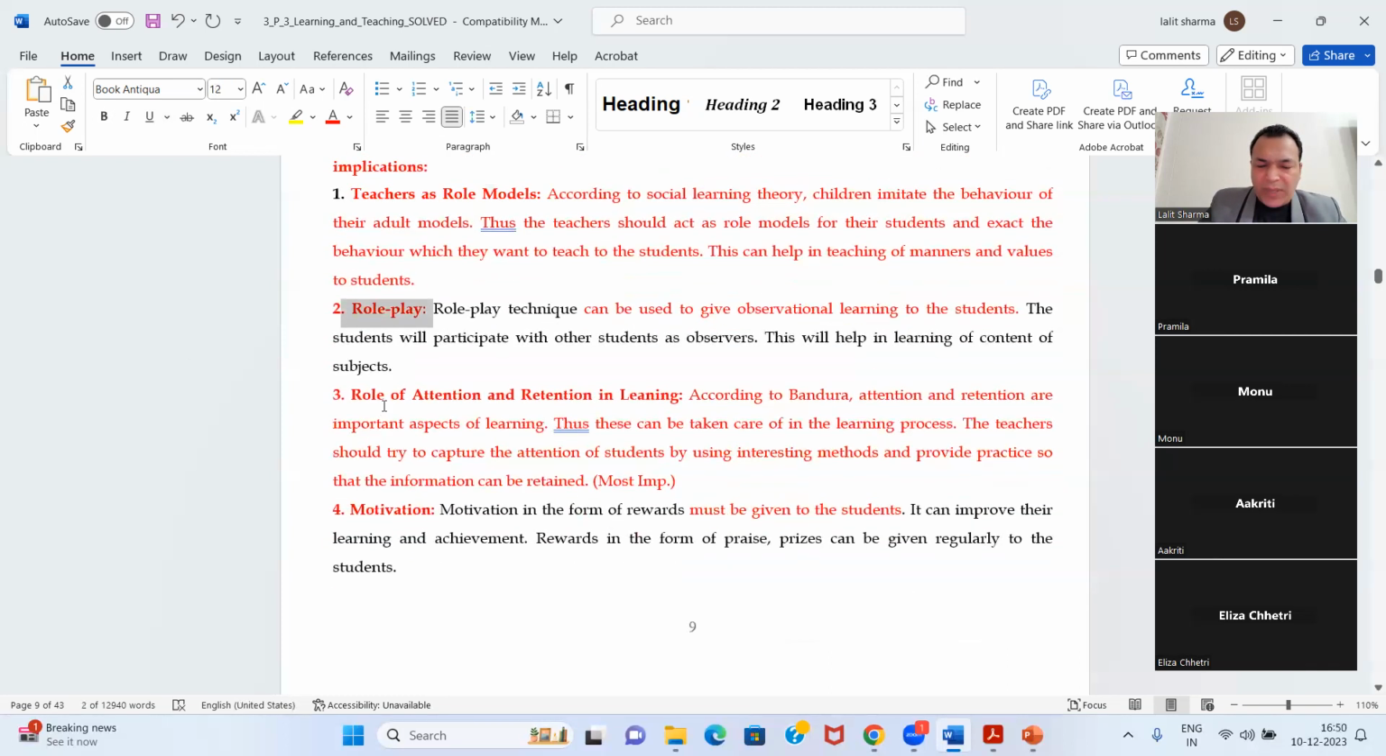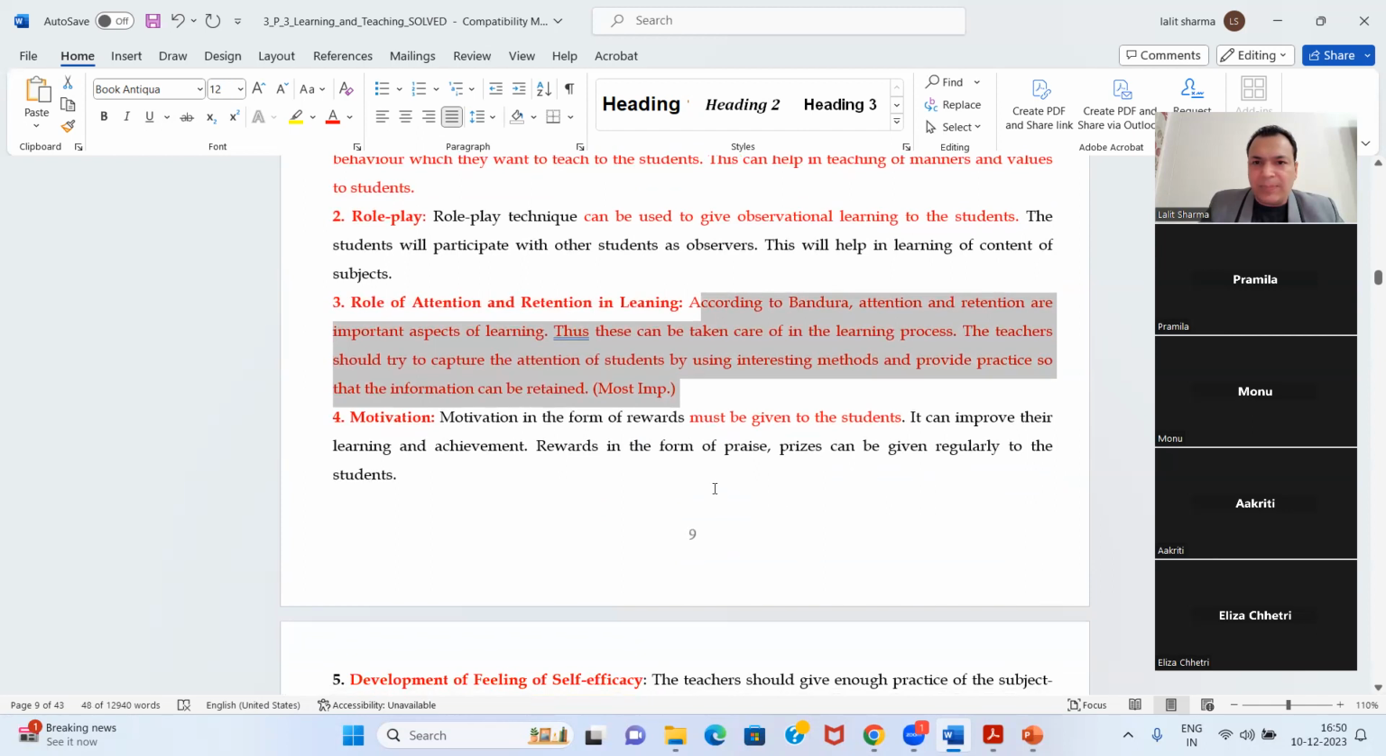Role of attention and retention in learning. Look, according to Bandura, attention and retention are important aspects of learning.